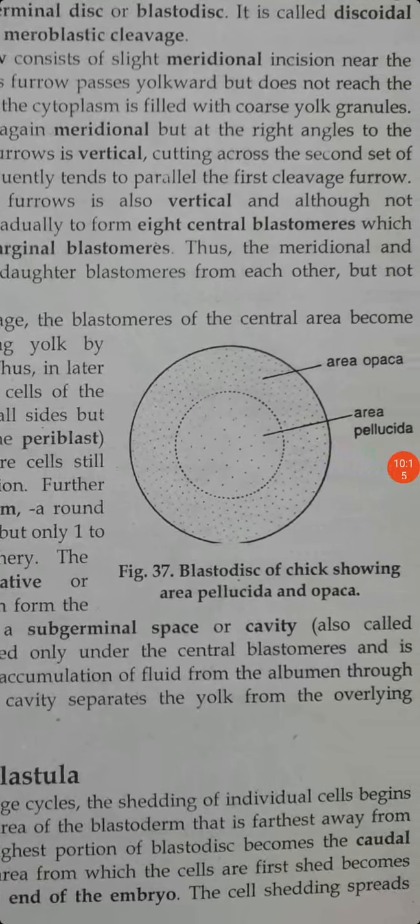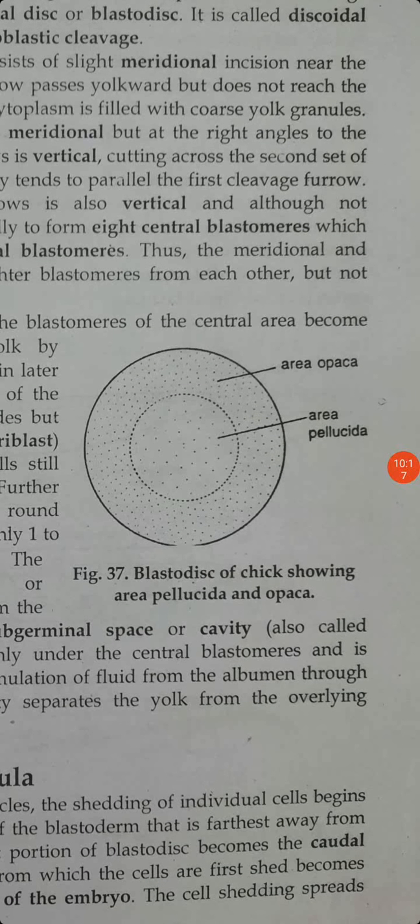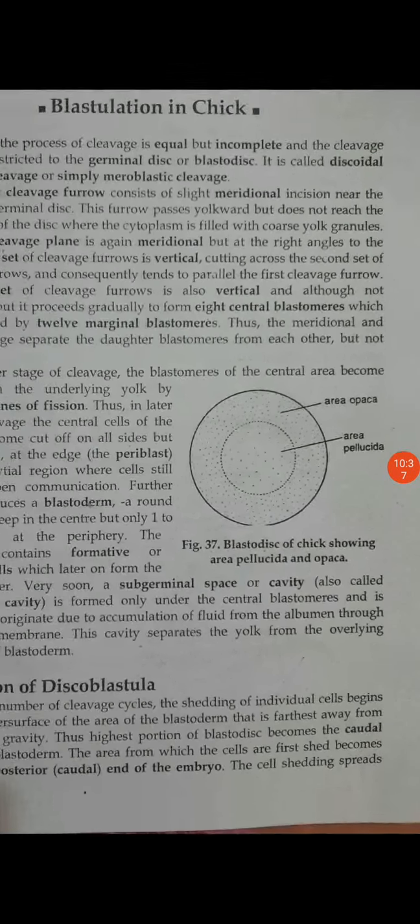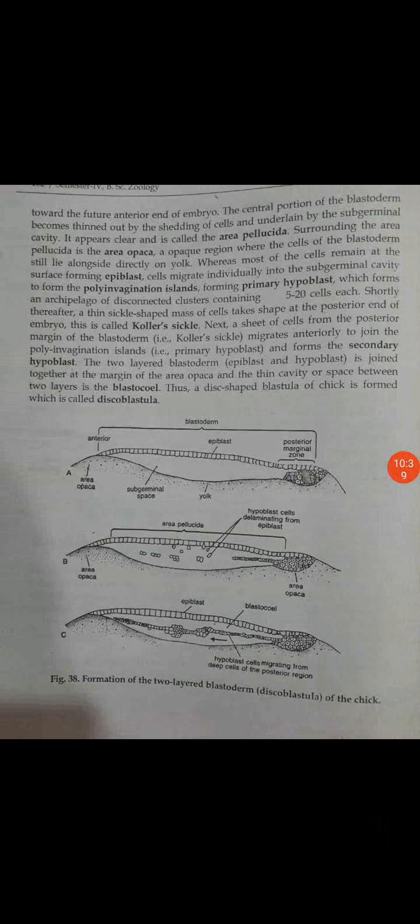See here, from the upper side you can see the blastodisc like that. So that cleavage is there. The first cleavage furrow consists of a slight meridional incision near the center of the germinal disc. After division, you will get the blastula, and the cavity is called the blastular cavity.